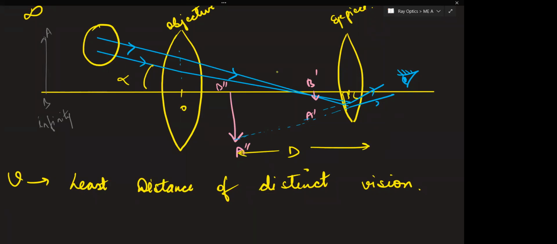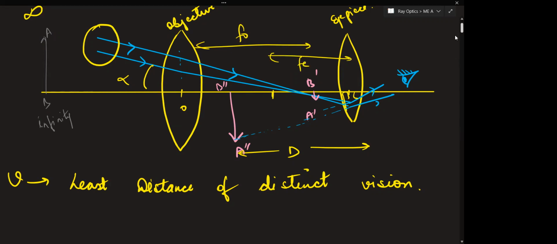Also, if rays are parallel, this image will be formed at the focus of the object. Object at infinity, image will be at focus. This is what we have studied. So this will be the focal length of the objective. Similarly, some focal length, FE, must be there for the eyepiece as well. Rest of the things I think we have already discussed.